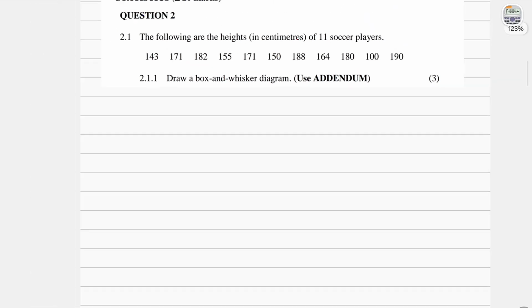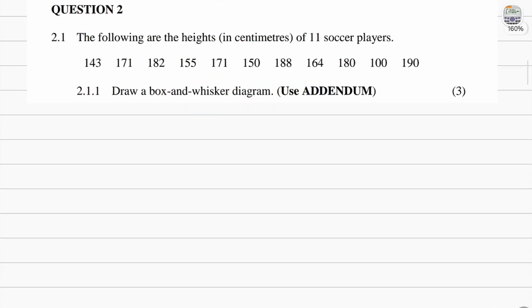Question 2, statistics for 20 marks, says 2.1, the following are the heights in centimeters of 11 soccer players. So it looks like with these heights, they haven't really put them in ascending order, so we need to still order them. And 2.1.1 says, draw a box and whisker diagram. Use the addendum. Okay, so let's just go ahead and put them in order first.